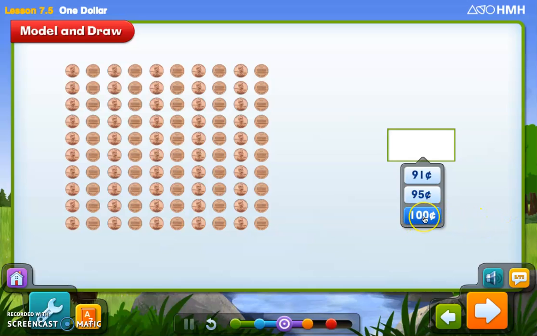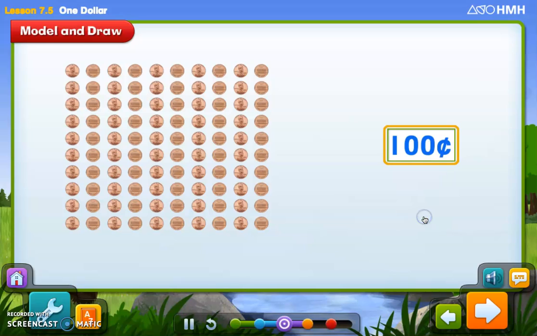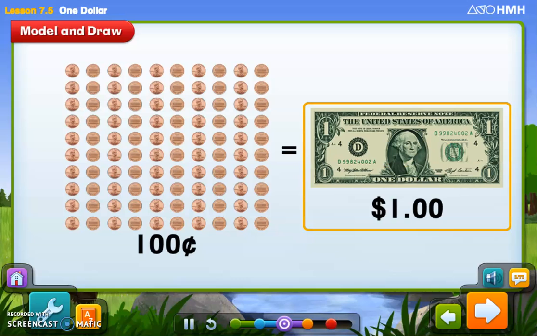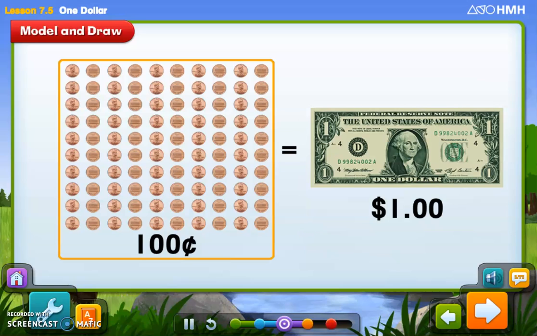We don't call it 100 cents. I think it's going to tell you what we call 100 cents. That's right. There are 100 pennies and 10 rows of 10 pennies. 100 pennies have a total value of 100 cents. $1 has the same value as 100 cents.